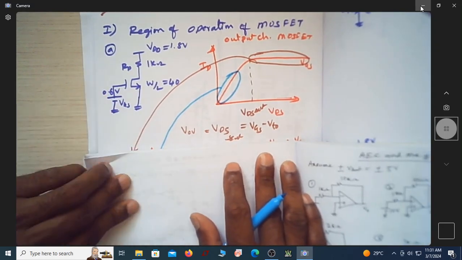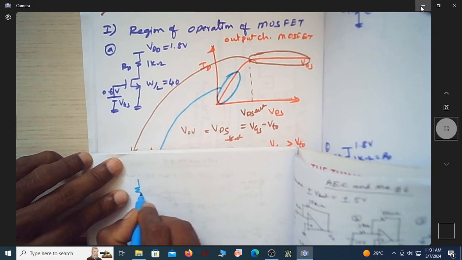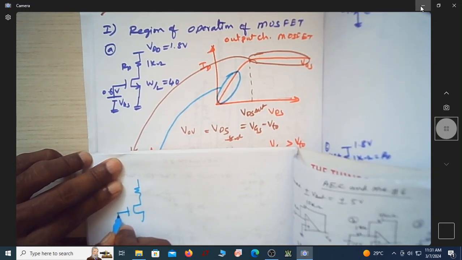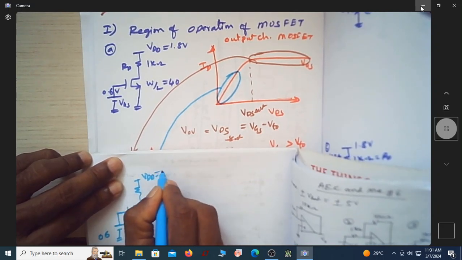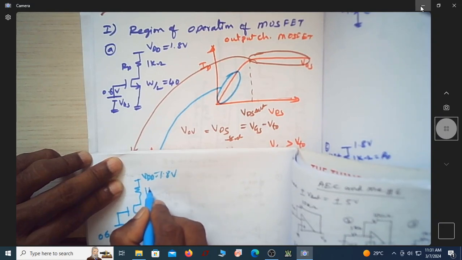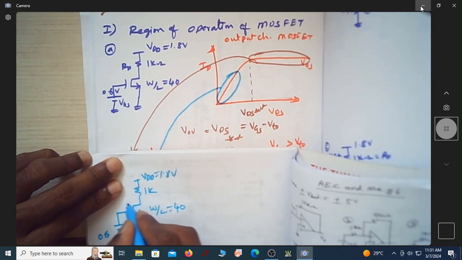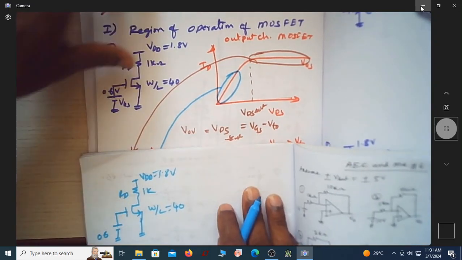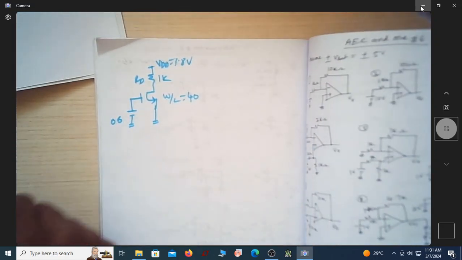What is asked now? We have been asked to find the region of operation. Let me rewrite all these things. I have 0.6, and I have been given VDD is equal to 1.8 volt. This is 1K, W by L is 40, and this is RD. With these specifications, let us find the region of operation.